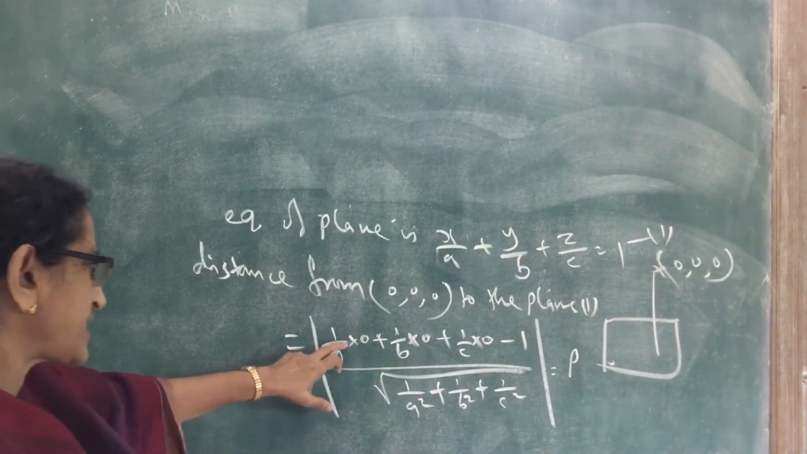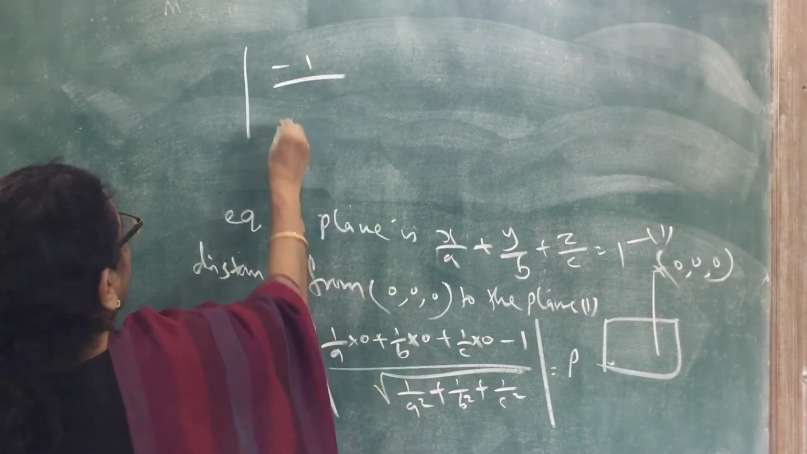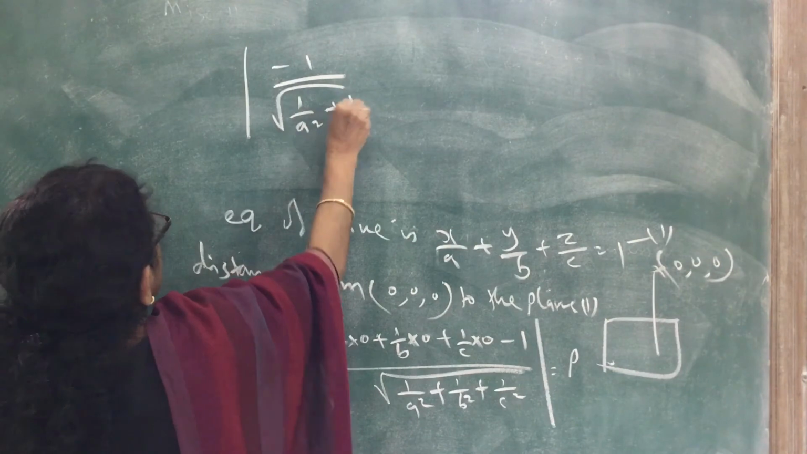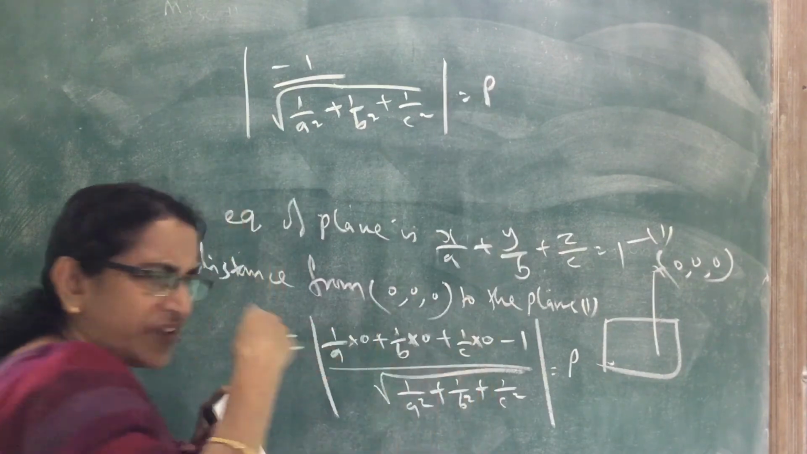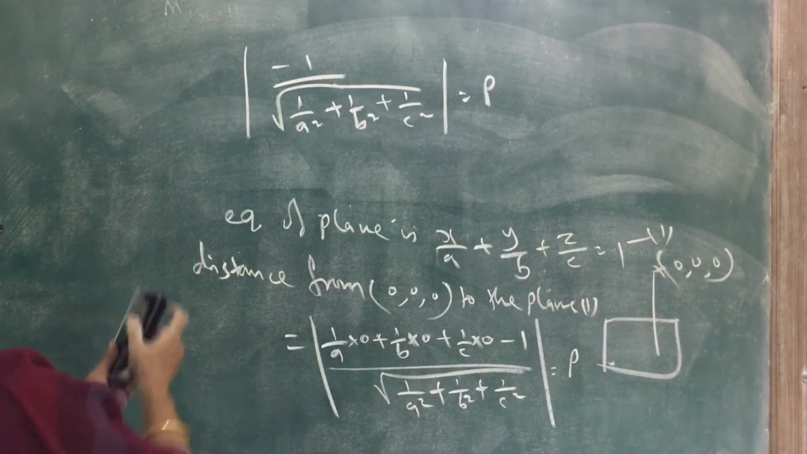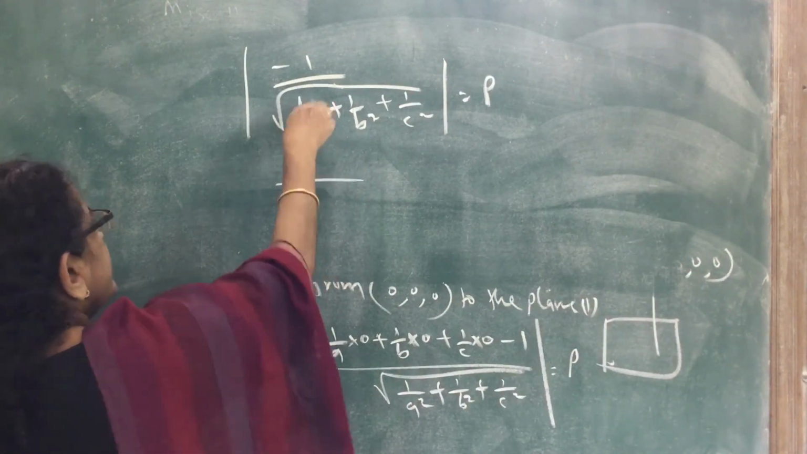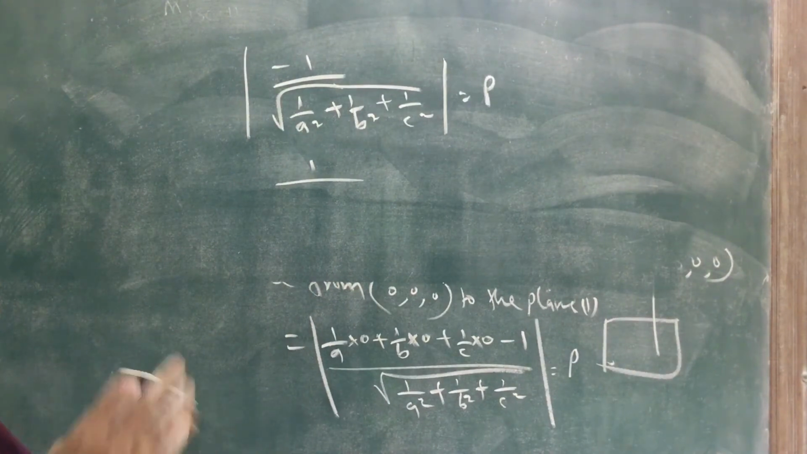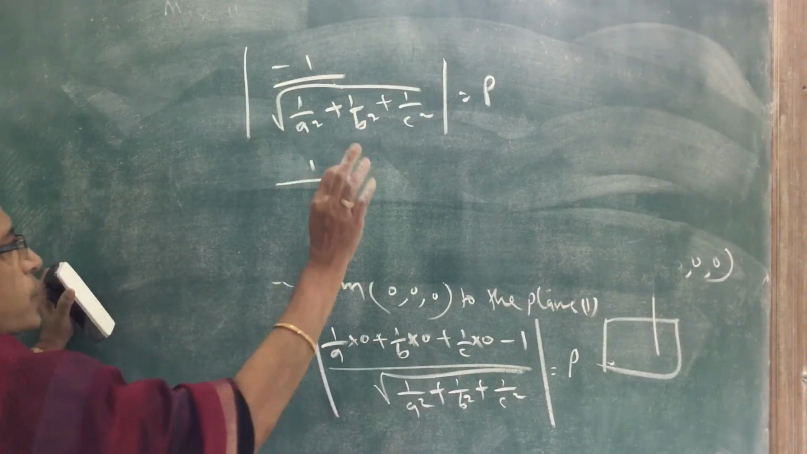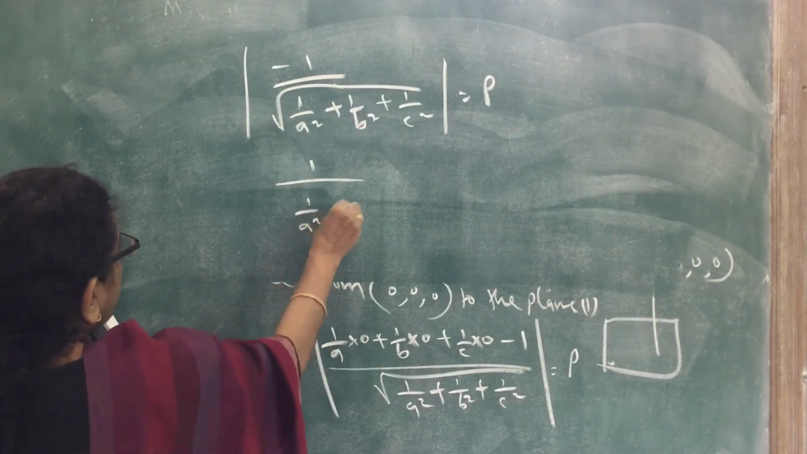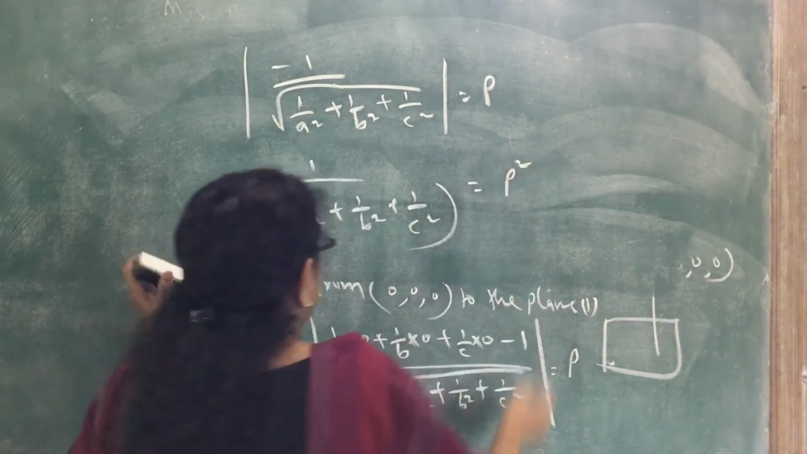For that, these three terms are 0. So what we get is modulus of minus 1 by root of 1 by a square plus 1 by b square plus 1 by c square equal to p. Now we can square both sides. Squaring both sides, the modulus we can remove. When we square, it becomes positive. So minus 1 square, that is 1, by, the square root will disappear, 1 by a square plus 1 by b square plus 1 by c square, that is equal to p square.